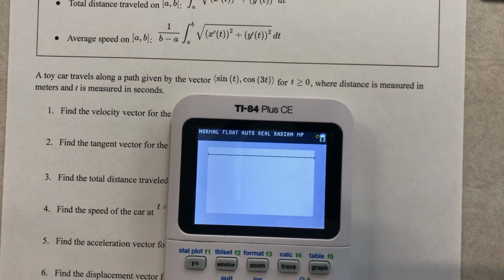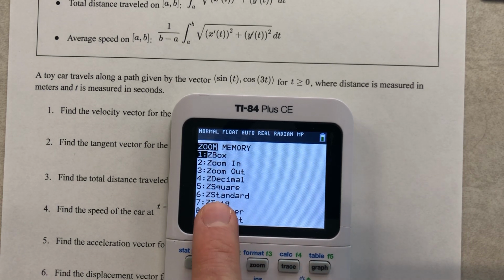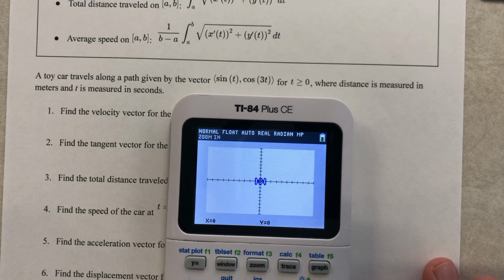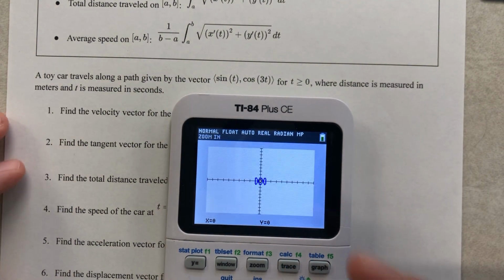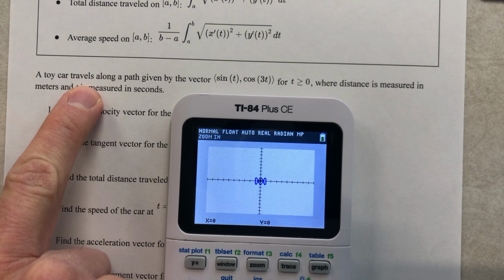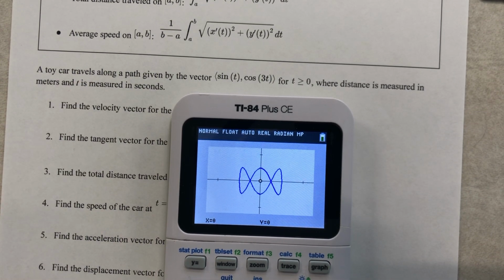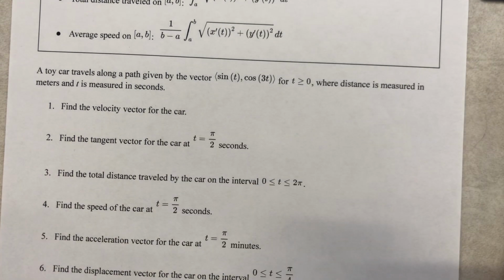So graph it, and my window is off. No, what am I going to do? Well, I'll fix it. Here we go. Zoom, standard, which actually does start a t value there. Oh my goodness, look at that. Isn't that neat? If you don't see it when it graphs, you miss it. So what I'm going to do is zoom in. And when I press enter at the origin, it's going to zoom in, and you can watch it graph. And this is basically the path that a toy car travels. There's a racetrack that looks like that. That's it right there. Okay, now we're going to find all kinds of different vectors and fun stuff.